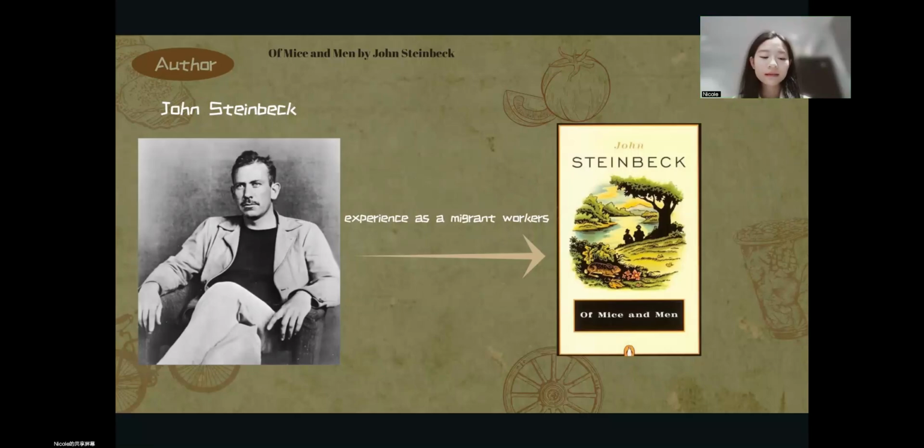And during his time away from college, Steinbeck worked as a bindle slave, a term used for migrant workers who carry bundles containing bedding and other gear. This experience later informed Of Mice and Men.